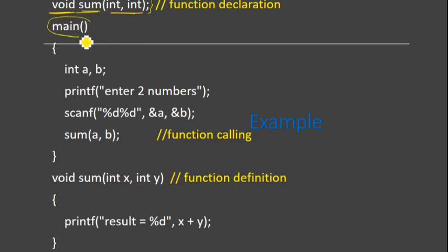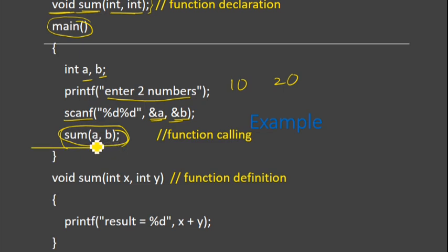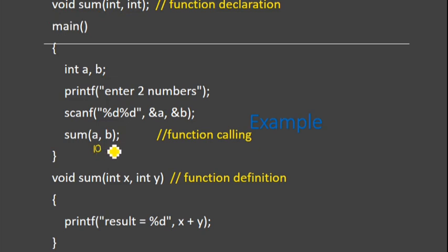Every C program starts with the main function. So I am declaring variable A and variable B as integer. Enter two numbers means I am going to enter the value of A as 10 and the value of B as 20. That will be read by scanf. So 10 will be stored in the variable A and 20 will be stored in the variable B. Now I am calling the function here: sum(A, B). This is a calling function. I am calling the function by passing the parameters, A value 10 and B value 20.